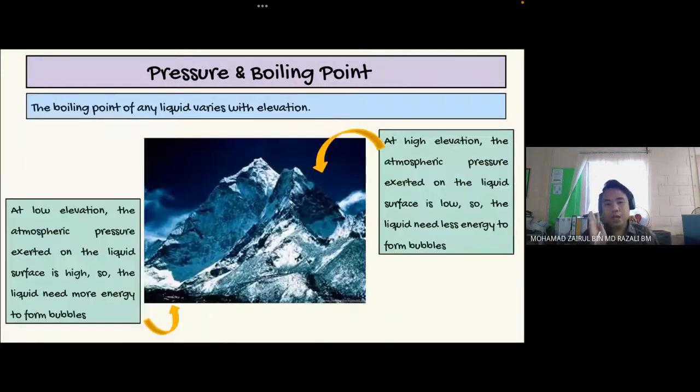Okay. So the boiling point akan varies with elevation. Maknanya elevation berbeza, pressure pun berbeza. For example, kalau saya ada Mount Everest. At the low elevation, maknanya dekat kaki gunung Mount Everest tu, atmospheric pressure that is exerted on the liquid is higher.